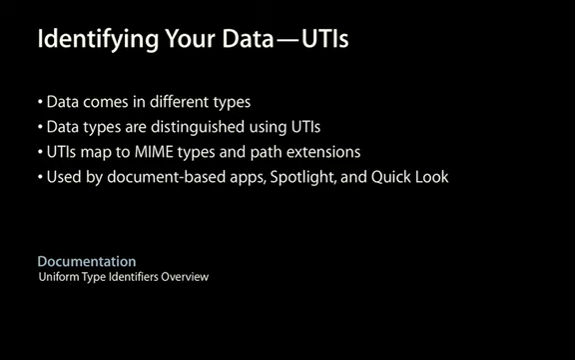They're used all over the system. Launch Services uses these to associate documents with the applications that can open them. NSDocument is based on UTIs, and technologies such as Spotlight and Quick Look are also based on UTIs. So it's really important to understand how these work. To learn more about UTIs, you should check out the Uniform Type Identifiers overview.